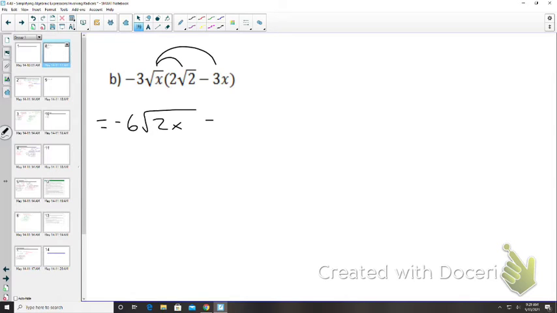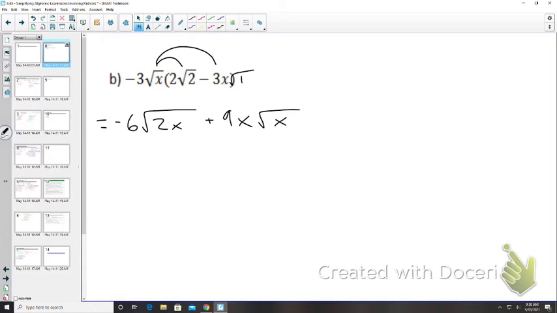Now my second term, so we're minusing. Let me get rid of that bracket. So we have negative 6 root 2x. Now we're going to multiply negative 3 by negative 3x, which gives me positive 9x. And then we also need to multiply the radicand. Under here you can just assume it is root 1. So it'll be 9x root x.